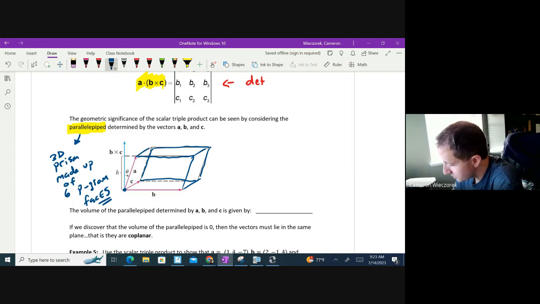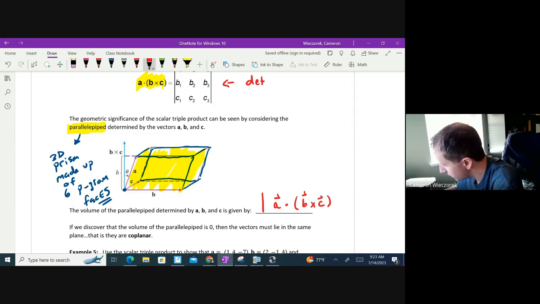And by finding this scalar triple product, we almost have a way of getting the volume. If it's negative, we just have to remember to take the absolute value. Okay? And that'll give us the volume of this 3-dimensional parallelepiped. So the volume of the parallelepiped determined by A, B, and C is given by the absolute value of that scalar triple product, A dotted with B cross C.